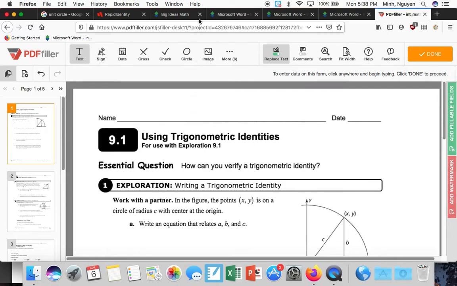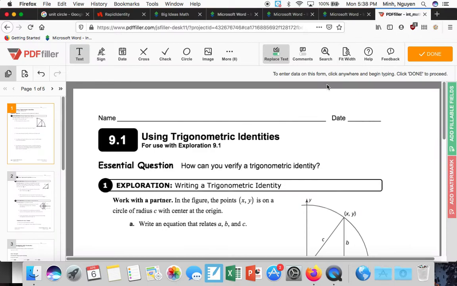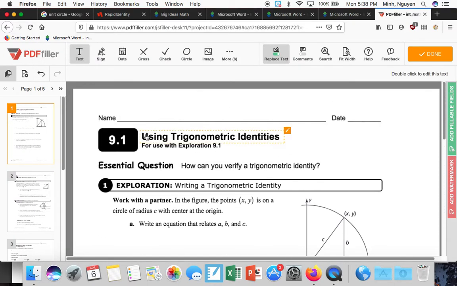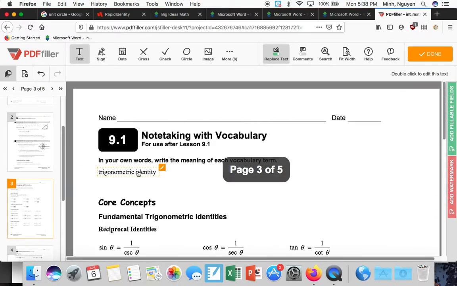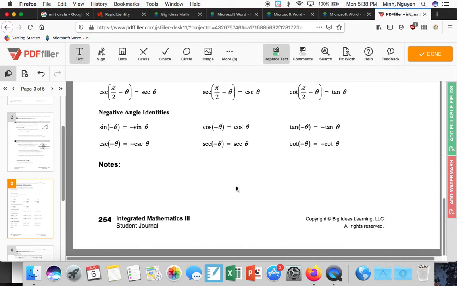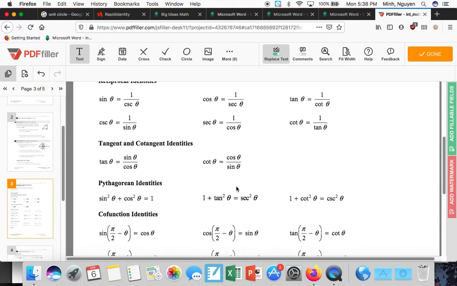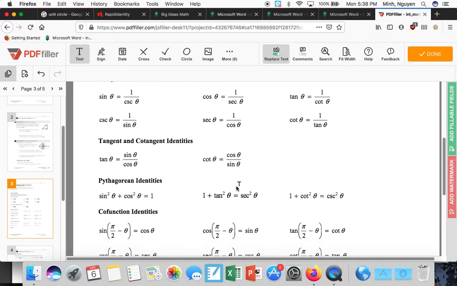Hey guys, so we're going to start off on chapter 9, which is trig identities and formulas, page 252 of your student journal, using trig identities. So you can honestly just think of trig identities as just formulas. And so on page 254 of your student journal, you have a ton, and you should definitely be referring to this page pretty frequently throughout the assignment.